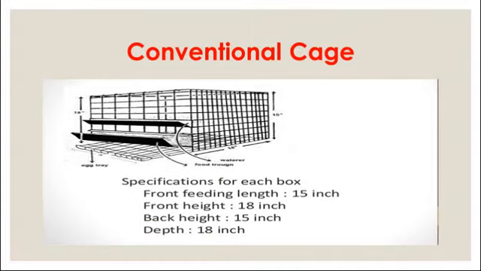Students, today we will discuss the cage system. In the previous class, we discussed different rearing systems like the deep litter system, extensive system, slatted cum floor system, and slatted cum litter system. Those practices we have learned. So today we will learn about the cage system.